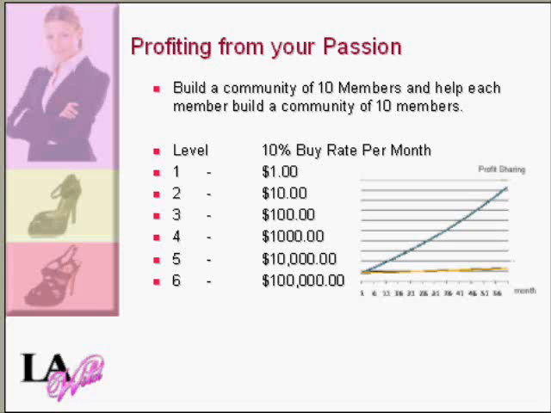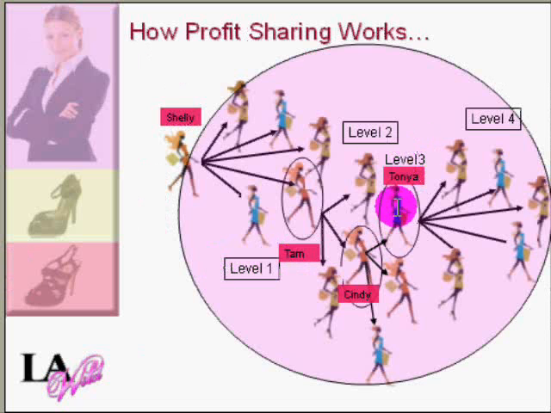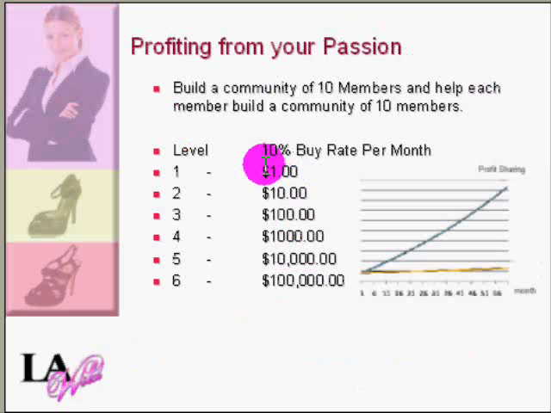Now, level 3, we start getting a little bit more substantial. Now, let's look on level 3, which is right here. And again, theoretically, Shelly has 10 members here in her level 1. Each of her members invite 10 people, and they in turn invite 10 members, and that's what your level 3 is made up of. And let's say 10% of those people at Shelly's level 1, 2, and 3 purchase a pair of shoes in a particular month. Now Shelly collects $100 in a month, okay?